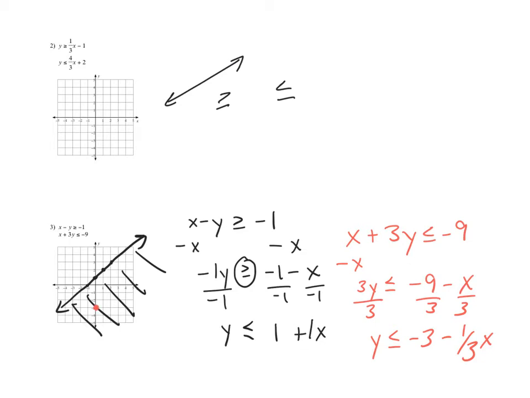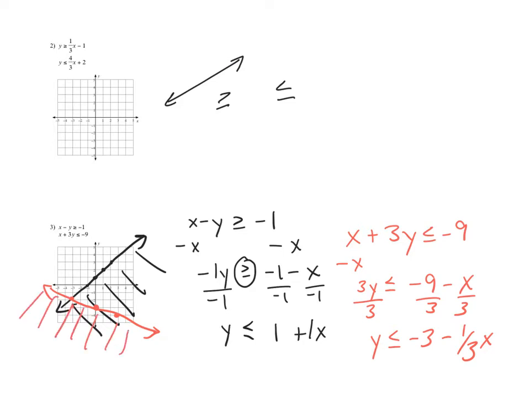So my line has to go in the opposite direction of the black one. So up 1 to the right 3, or down 1 in this way. Again, it's a solid line. It's less than, so I shade below.